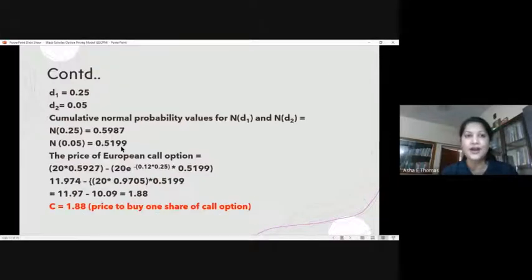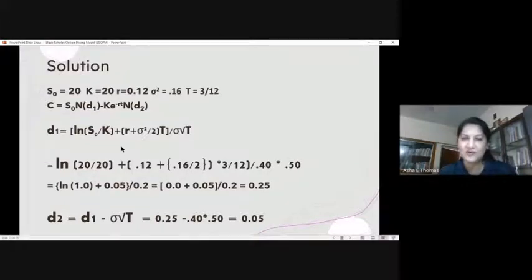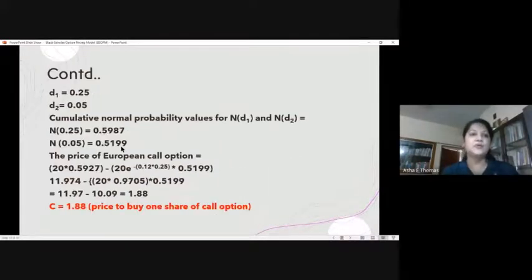Okay. And D1 and D2, I have just taken the value here, which we had computed from the last step. So we know that D1 is 0.25 and D2 is 0.05. So these two values I've just taken to the next part. Now we have to compute the value of N of D1 and N of D2. This is something which we take from the cumulative normal distribution table, having a positive value.